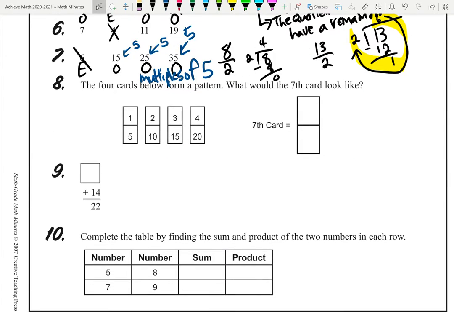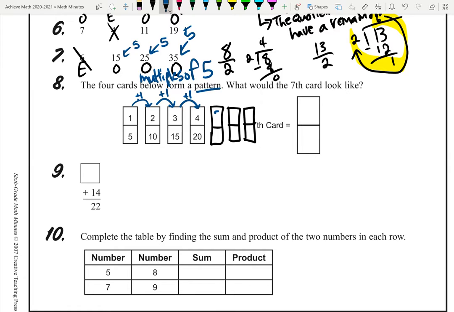Number 8. The 4 cards below form a pattern. What would the 7th card look like? So, let's go ahead and analyze how each card changes. Well, 1 to 2 is adding 1, adding 1, adding 1. Patterns have rules. So, my 5th card, my 6th card, and my 7th card. The rule is to repeatedly add 1.